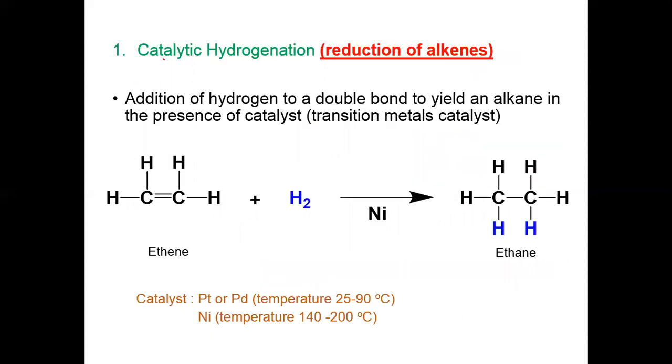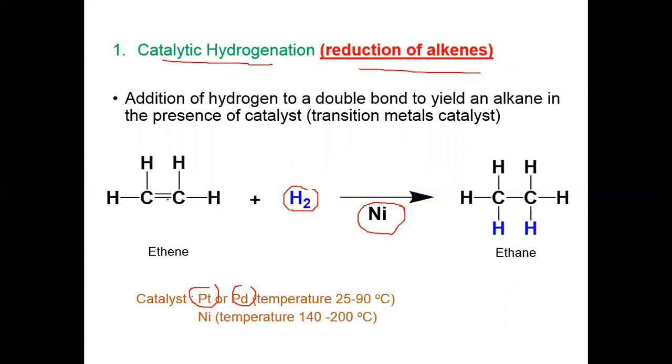So the first reaction, catalytic hydrogenation, reduction of alkenes. The first step, addition of hydrogen to a double bond to yield an alkane in the presence of a catalyst, a transition metal catalyst. So this is a must, the catalyst. Whether you want to use nickel, Pt platinum or Pd. Okay, Pd. So you add in 2 hydrogens into this alkene.